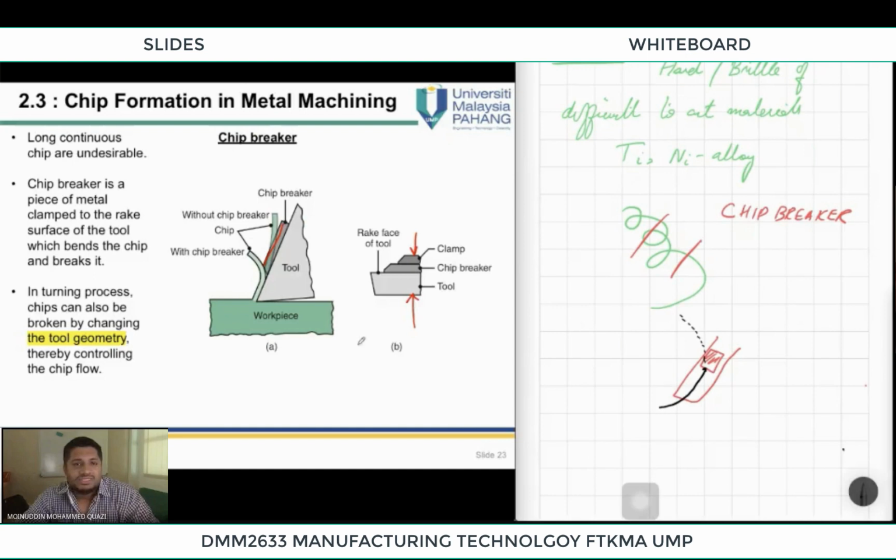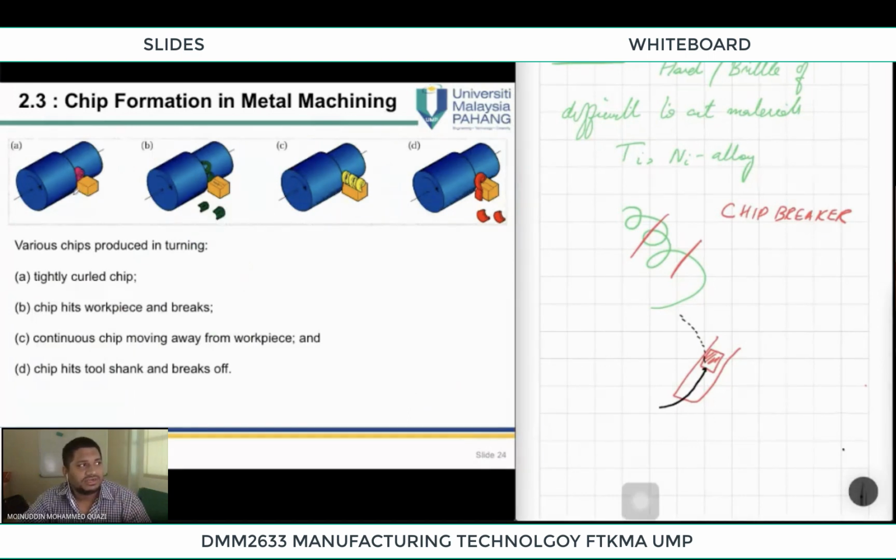In turning machine, the chip breaker is not used. The tool is like this itself. The tool is like this in turning process. So the chip breaking is due to the geometry of the tool.